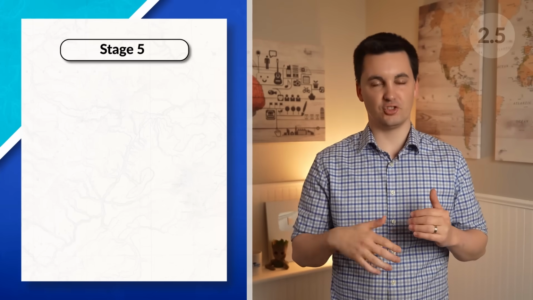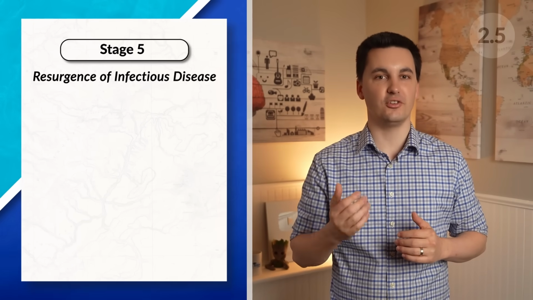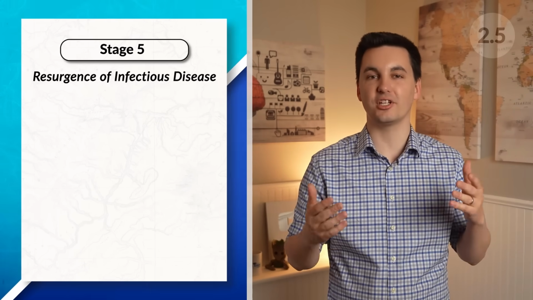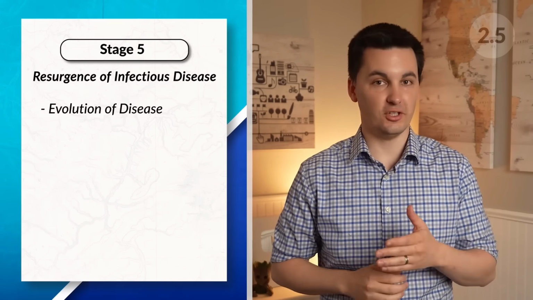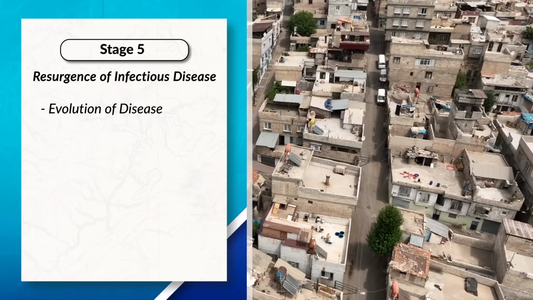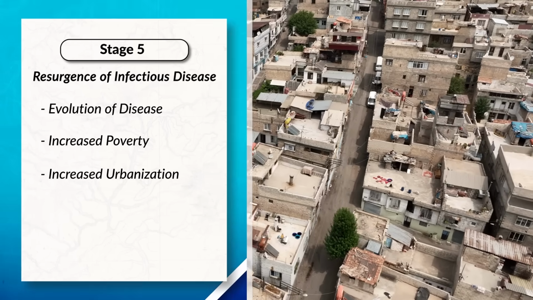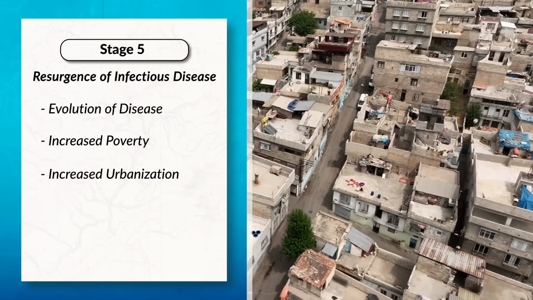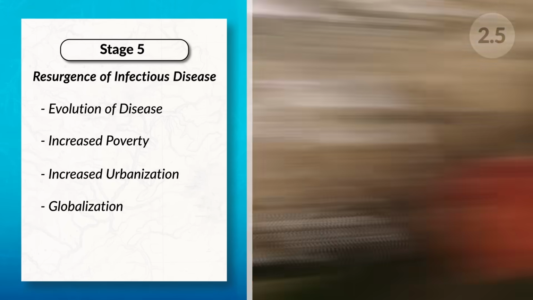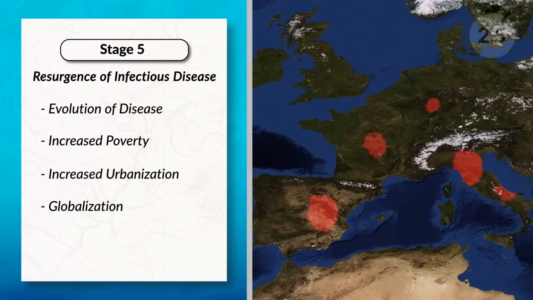The 5th and final stage is characterized by the resurgence of infectious diseases, including parasitic and infectious diseases that become more prevalent again. This can occur due to the evolution of different diseases, which can lead to mutations and the development of antibiotic resistance. Another reason is the increase in poverty and urbanization, as densely populated areas make it easier for diseases to spread. While at the same time, we can see that people living in poverty often have limited access to healthcare, which can result in a higher CDR. Lastly, globalization and the ease of travel can also contribute to the spread of pandemics, such as the COVID-19 pandemic, as people share ideas and germs across the world.